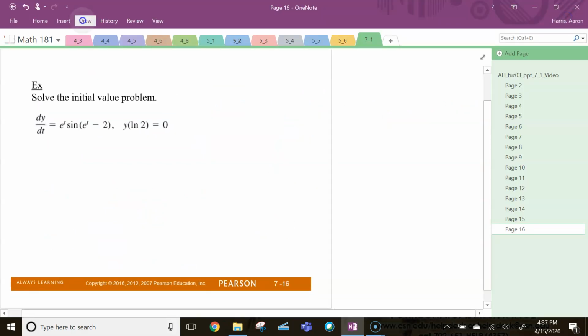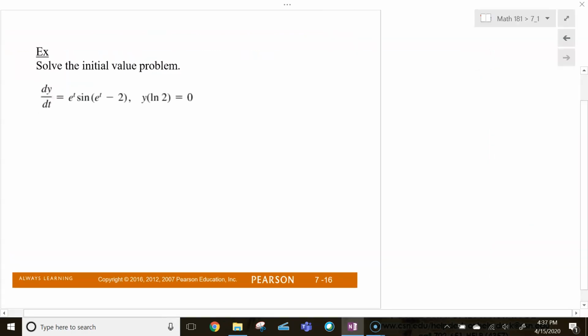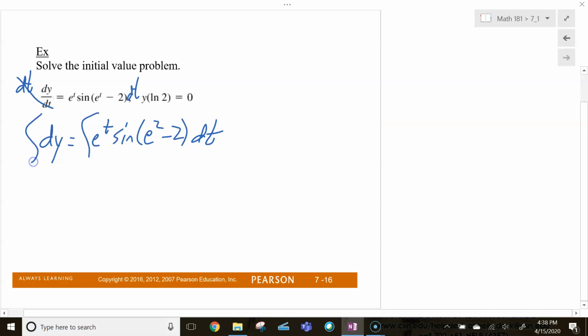All right, let's do another one. Let's say dy/dt equals e to the t sine of e to the t minus 2. We're solving this initial value problem. They're giving us the fact that y of the natural log of 2 equals 0. So when we solve this, you take your dt to both sides here, and we go ahead and integrate this.